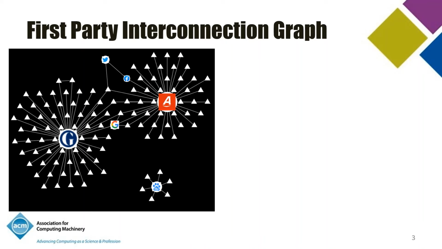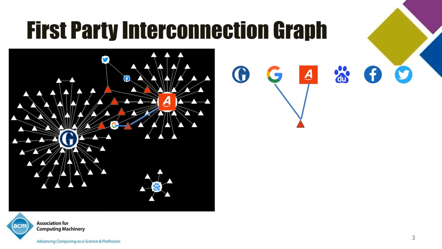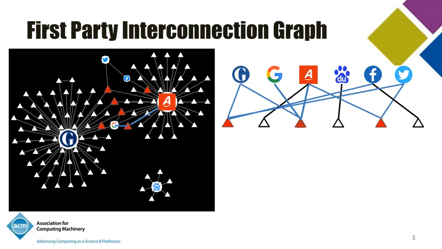Here we use round circles to represent our first-party websites, like Argos, Google, The Guardian, and others. The triangles are third-party trackers around them. Here we place some third parties in red because they are connecting more than one first party. For example, this third-party tracker is connecting Google and Argos when we are browsing websites. So we pick up all the first-party nodes and third-party trackers, drawing the lines between them based on whether they are connected to complete this bipartite graph.